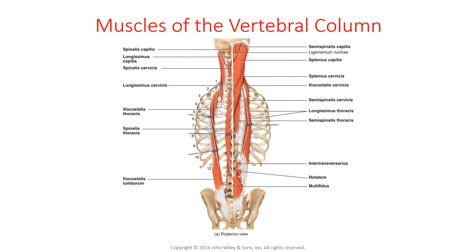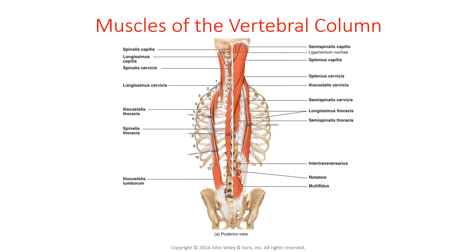The next layer in is the longissimus muscles, because they're very lengthy. The longissimus muscles are found in the thoracic area. You can also find longissimus muscles in the cervical area. The next areas closer in are the spinalis muscles. You're going to find the spinalis thoracis, and also the spinalis cervicis as well.